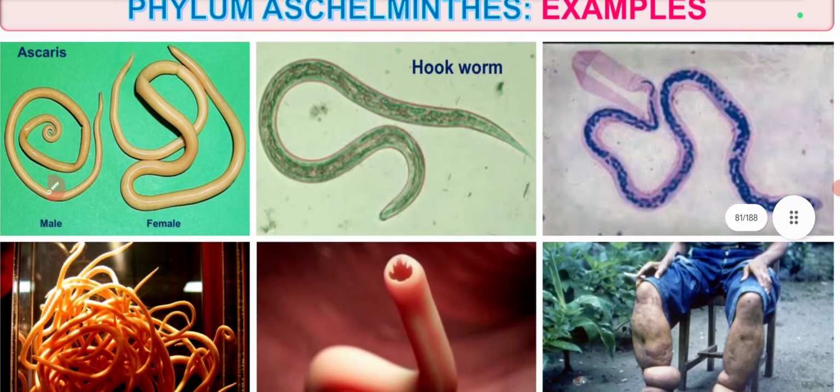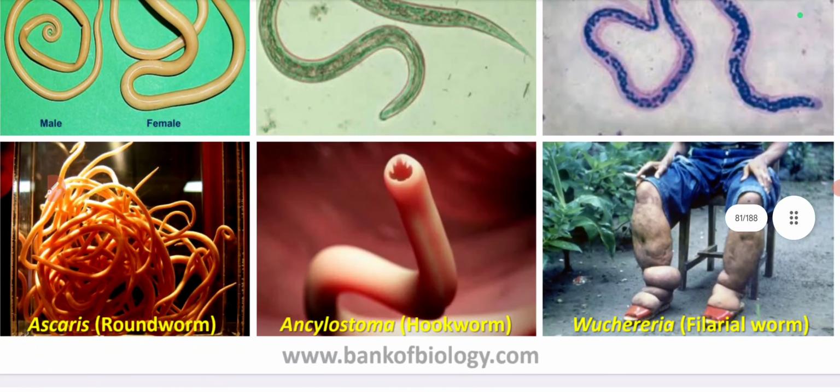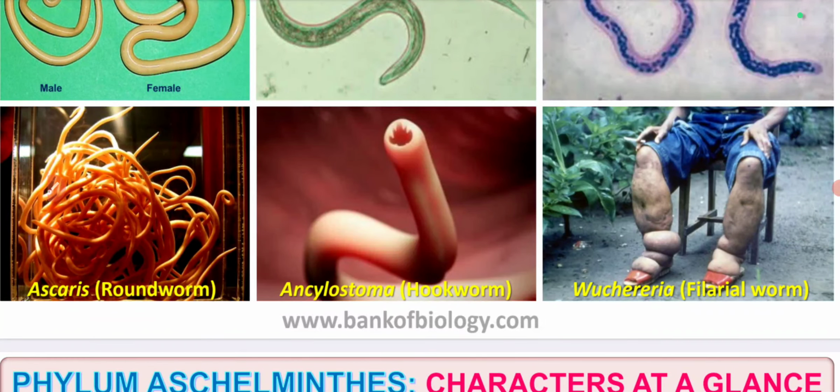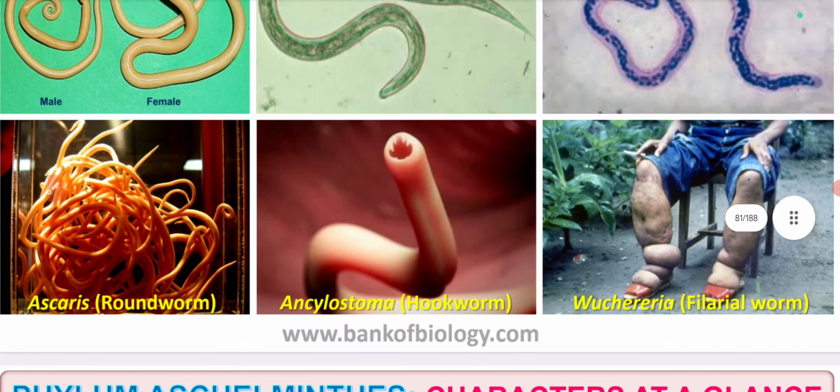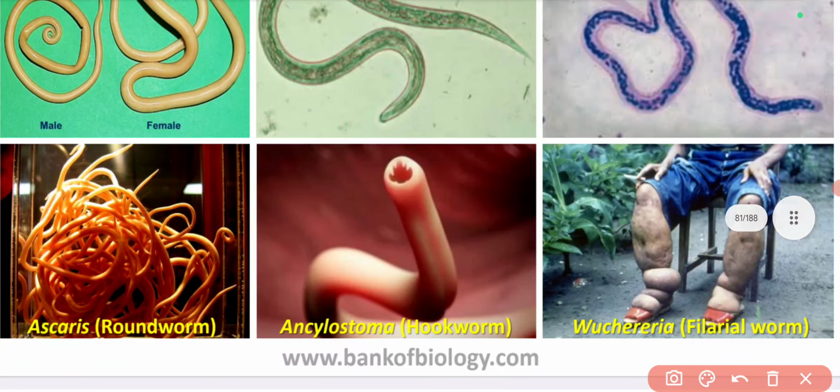Examples: Ascaris, hookworm (Ancylostoma), and Wuchereria, the filarial worm, which causes elephantiasis or filariasis. Elephant foot, like this, as you see in the diagram, is caused by Wuchereria bancrofti, which is a type of filarial worm. It causes elephantiasis or filariasis. Both names are the same.